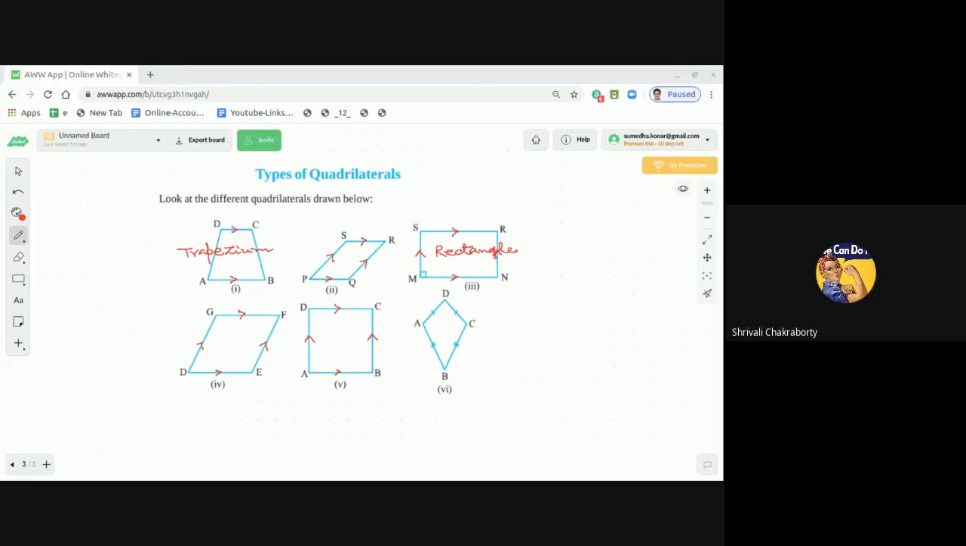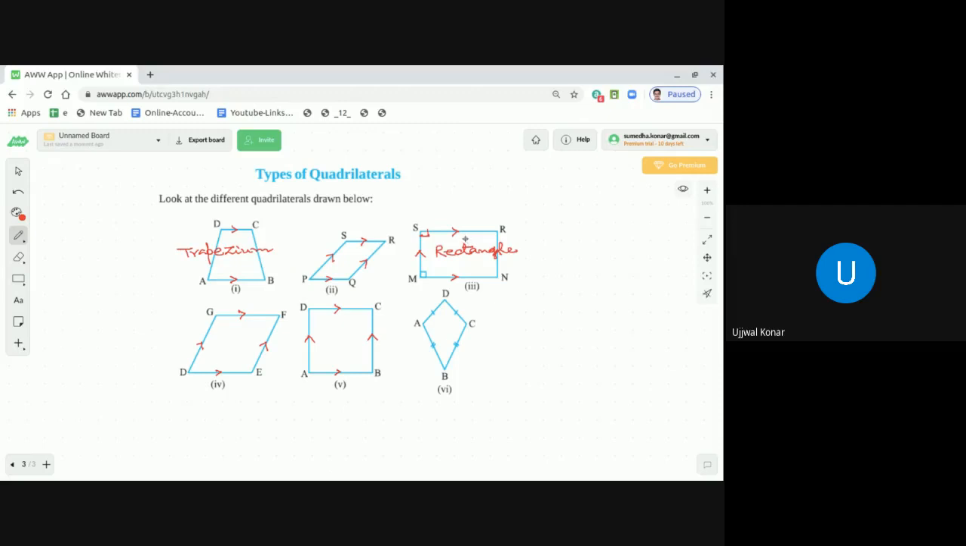Sir, in the previous one, in the rectangle, only one angle has to be 90 degrees, or all of them have to be 90 degrees? Okay, good question. If one angle is 90 degrees, the other angles have to be 90 degrees. Otherwise, it's not possible. Why? Good question. Suppose angle M is 90 degrees. Then, as we know that MN is parallel to SR and MS is a transversal line, definitely this angle has to be 90 degrees. Correct or not?